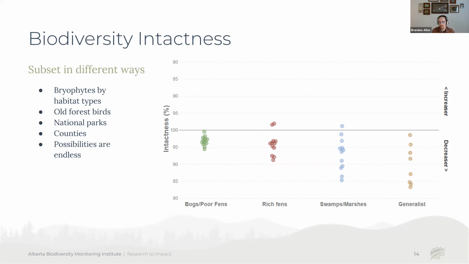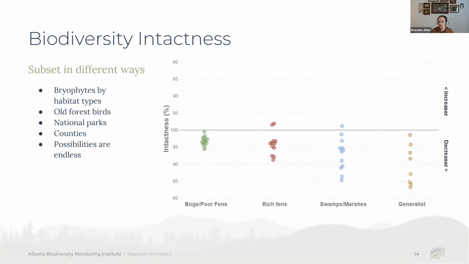So we separated them out based on which habitats they were in first, so bogs and poor fens, rich fens, swamps, marshes, and generalists. So again, you can start to see cool patterns where even though we're looking at the same area of the province, you can tell that the species that occupy bogs and poor fens are generally more intact than the generalists or the ones that occupy swamps and marshes.